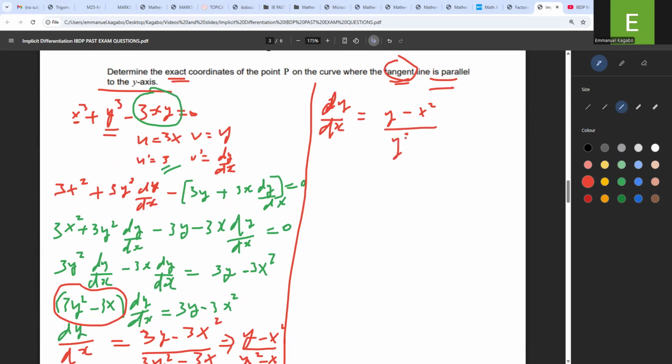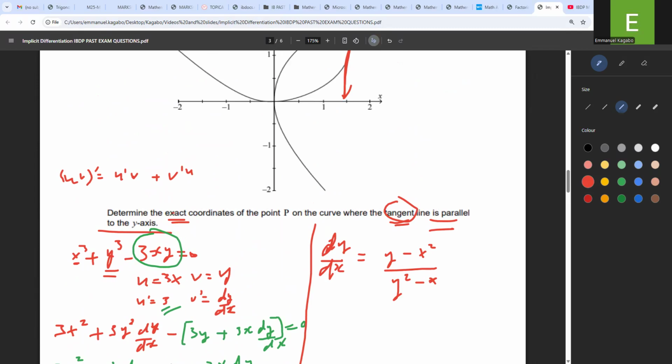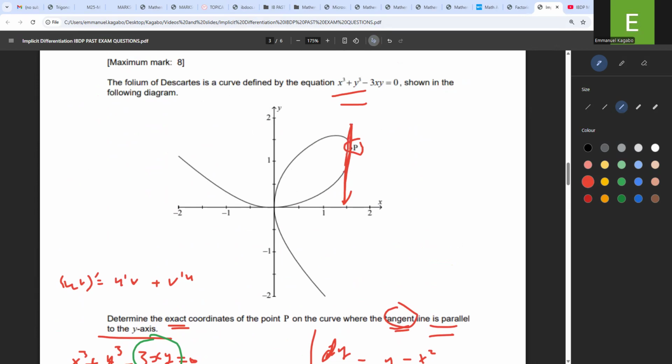Wow, very interesting question, right? Do you see that? Very good. Okay, now, this is what I have. Now, back to the question. They said determine the exact coordinates of the point P on the curve where the tangent is parallel to y-axis. So this is what we have, okay?